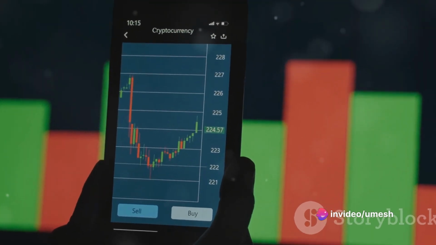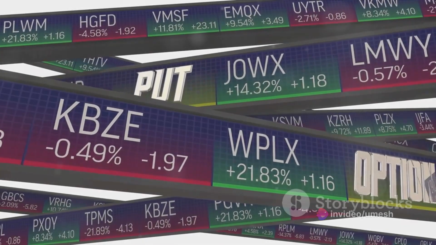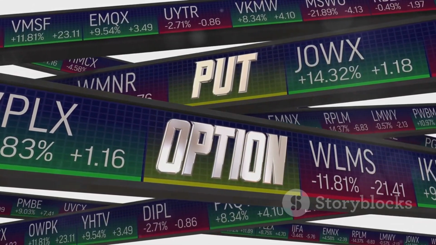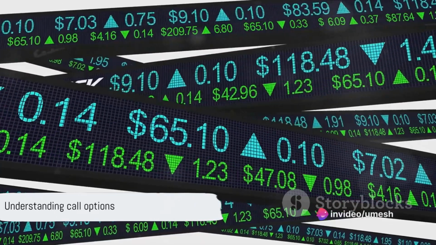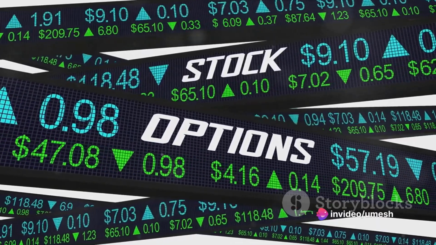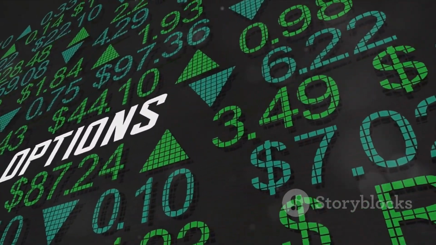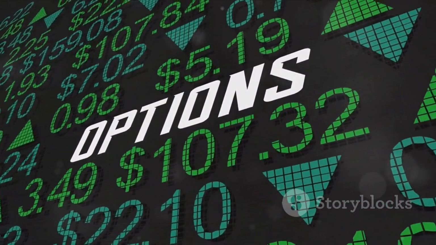Let's break it down. Here, we have the option chain for XYZ stock, with calls on the left and puts on the right. Calls give you the right to buy, while puts give you the right to sell. Let's focus on call options first. The option chain lists different strike prices and their corresponding premiums. The strike price is the price at which you can buy the stock if you exercise the option. The premium is the price you pay for the option contract.